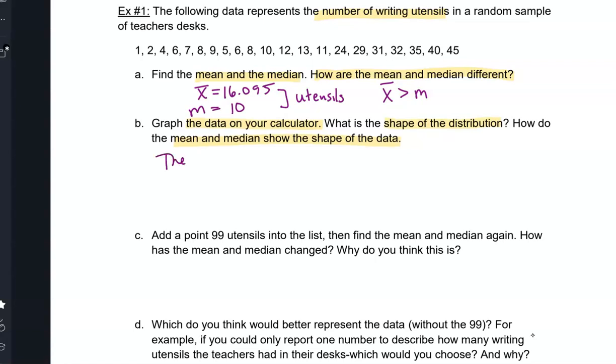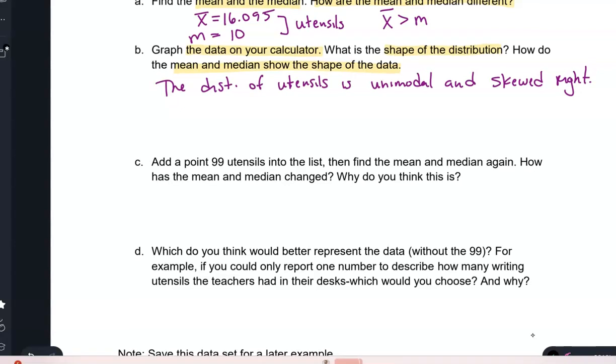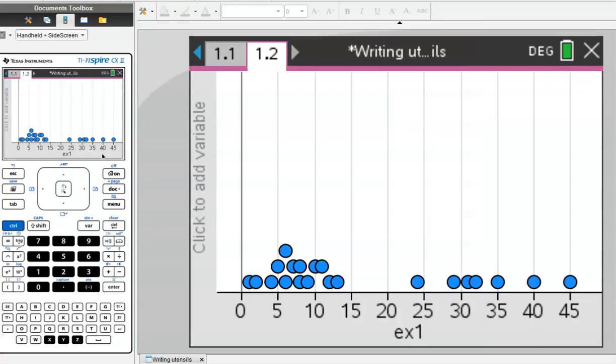So the distribution of utensils is unimodal and skewed right. How do the mean and median show up in the shape of our data? Okay, so let's go to our graph here. Now the median is about 10, right over here in this closest cluster of numbers. And then the mean is right above that at about 16.